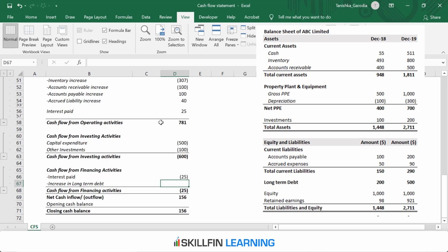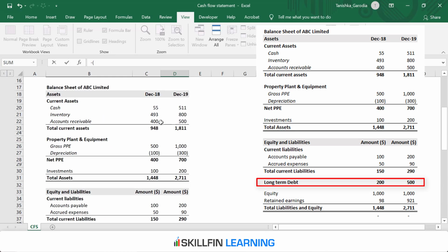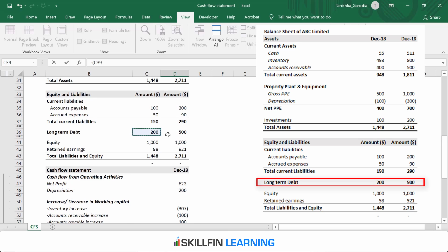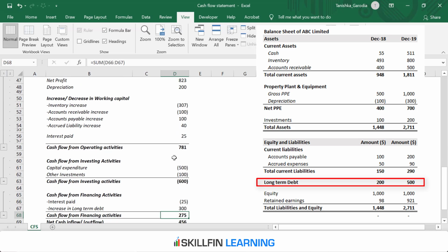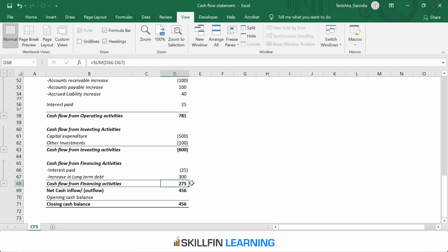And then we have the increase in long-term debt. Increase in long-term debt is a cash inflow for the company. So it's the change in long-term debt leading to the cash inflow. So we have 200 minus 500, which is positive 300. So we have a cash flow from financing activity of $275.